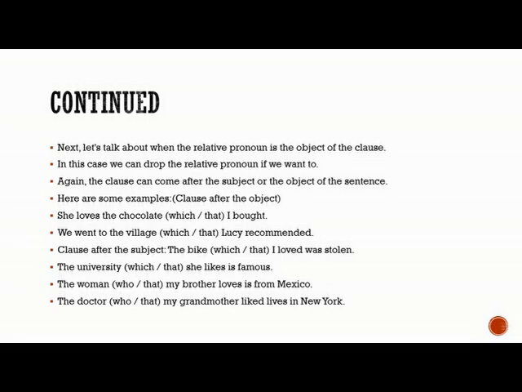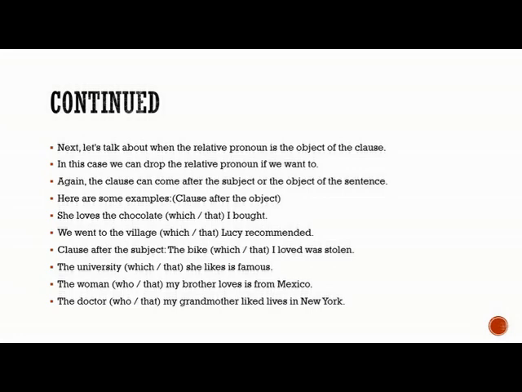She loved the chocolate which or that I bought. So the clause comes after the object, which is the chocolate. And the verbs are loved and also bought, because you're doing it. We went to the village which or that Lucy recommended. Okay, so it comes after where you went to. The verb is went, the subject is the village.